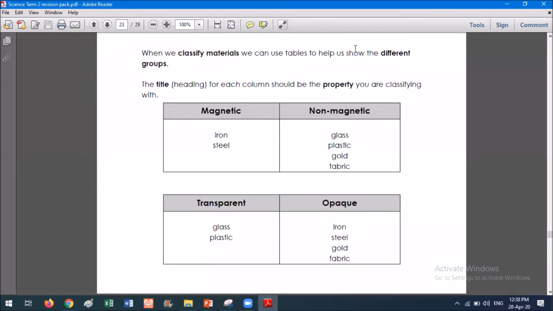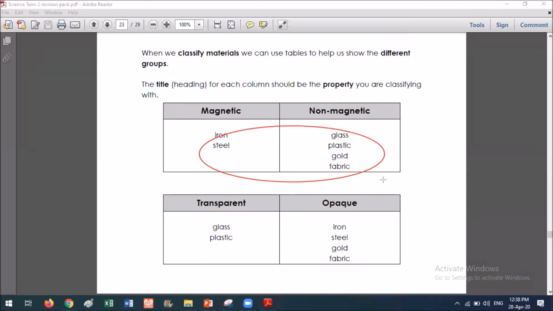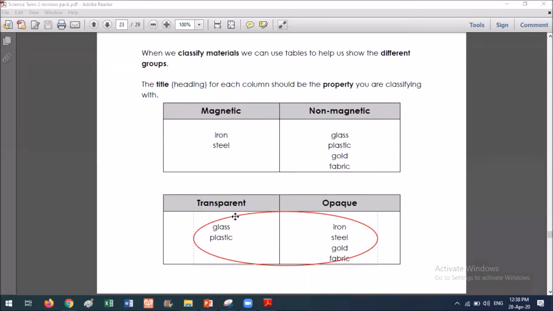The title of the table is the property that you're classifying the items by. Now here we have magnetic and non-magnetic, and we have transparent and opaque. So these are two different classifications, but you can see all the items that are here are also down here. We can classify the same items using different properties.